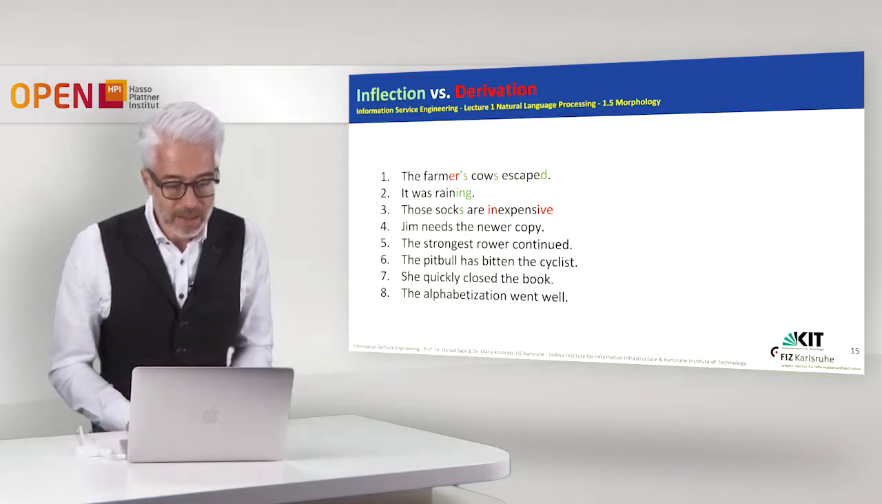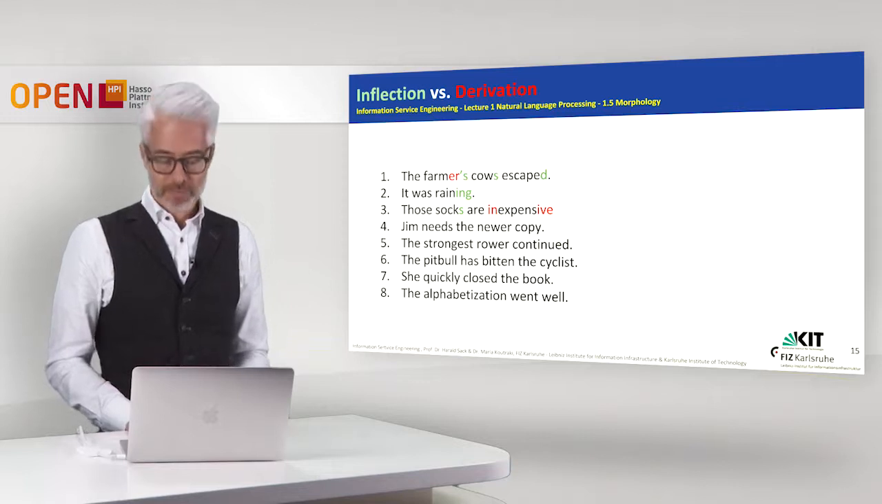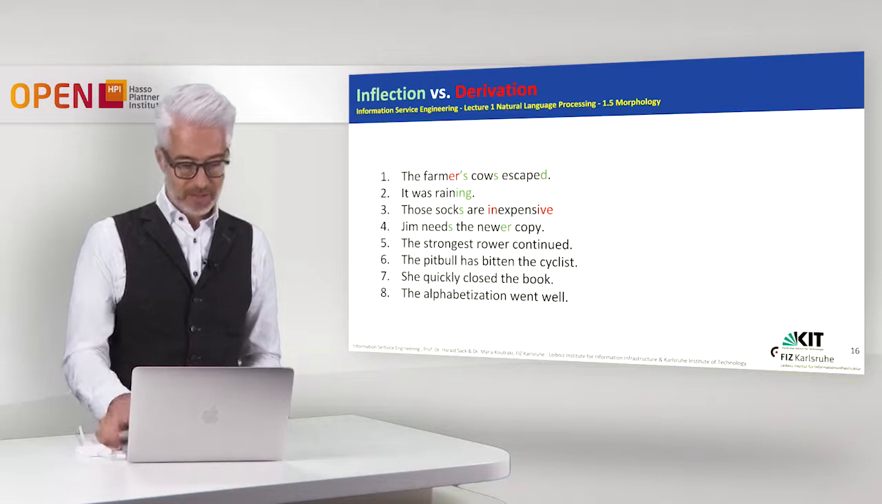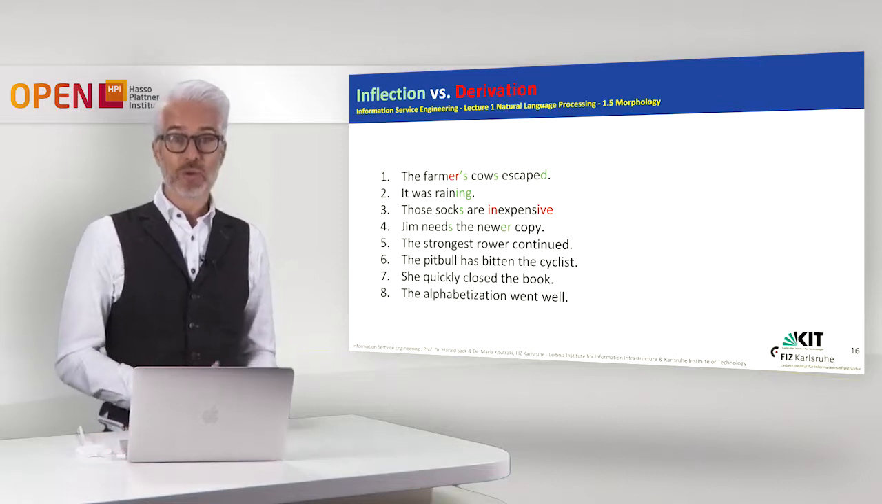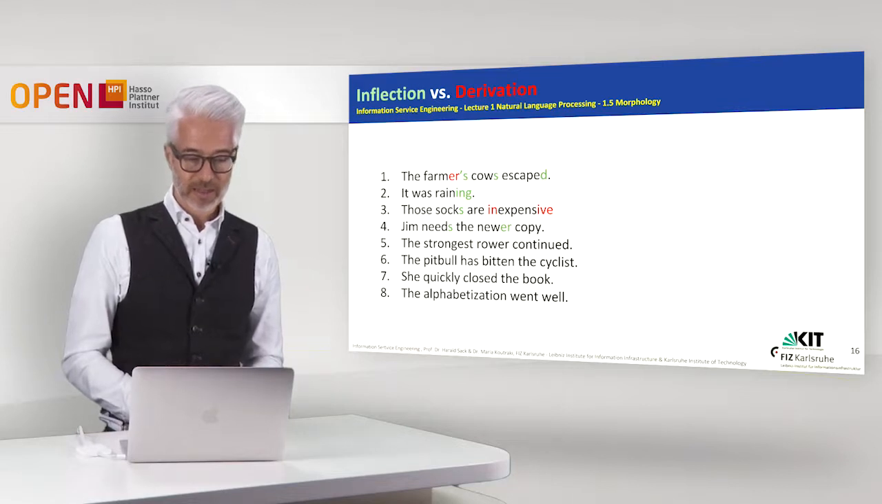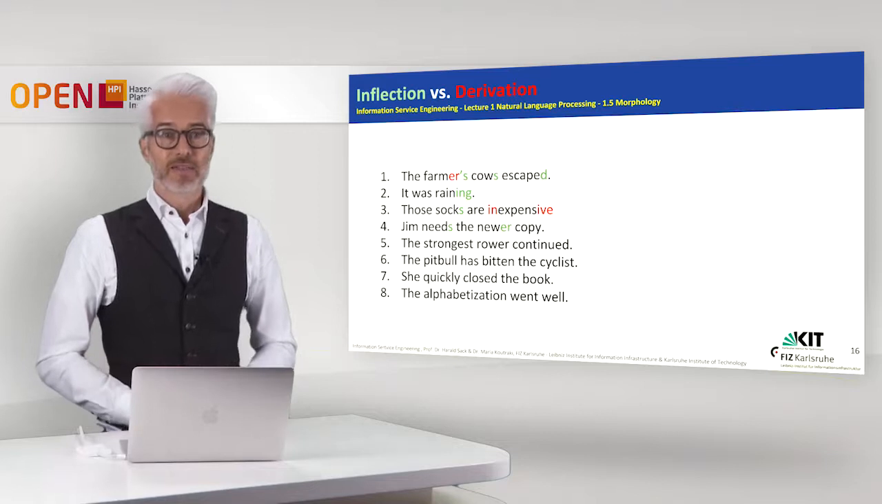Next one, Jim needs the newer copy. We have the verb need, we add an s, so this is an inflection. And then we have new, we make a comparative, er, then we have newer. So these are 2 inflections. Let's look at number 5.